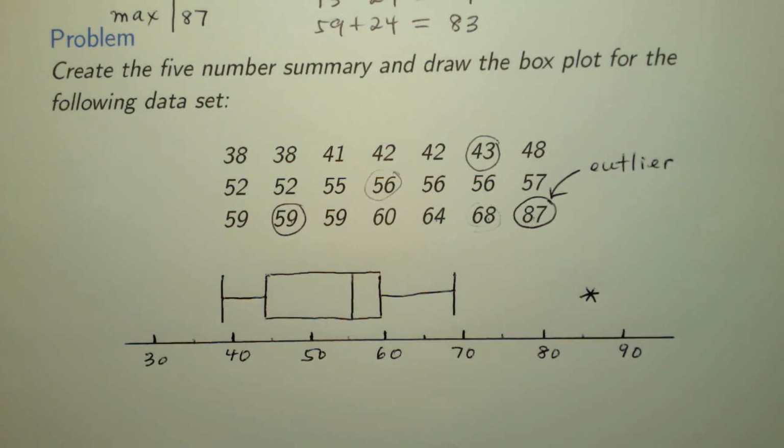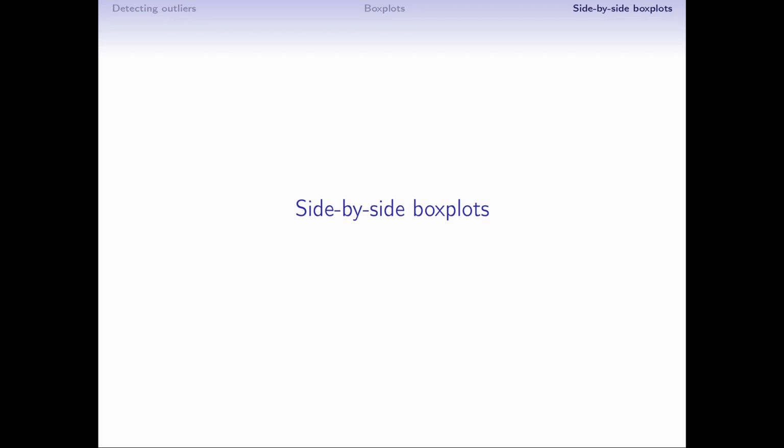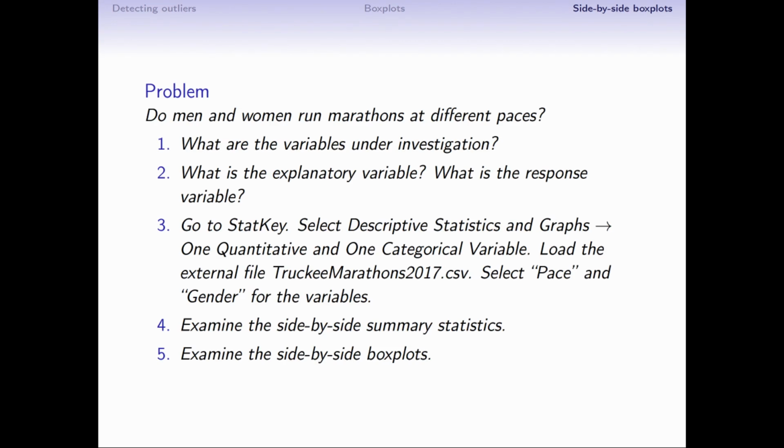All right, so let's return to the class notes. This brings us to our final subsection of section 2.4, side-by-side box plots. The best way to get into this, I think, is to look at a concrete example. So here's a question that might motivate a study. Do men and women run marathons at different paces?